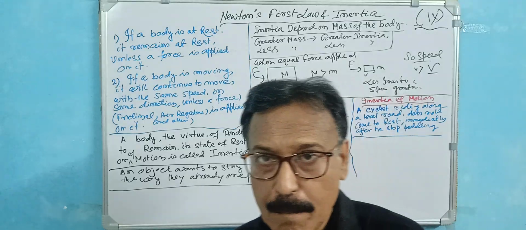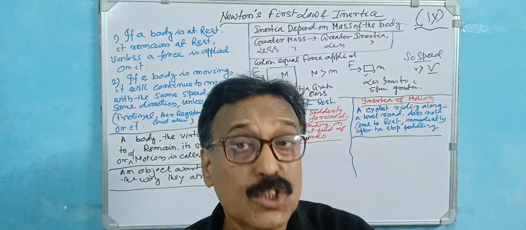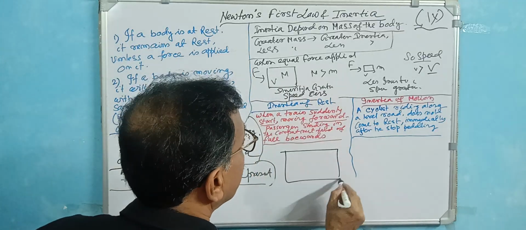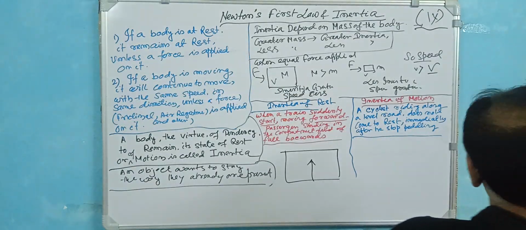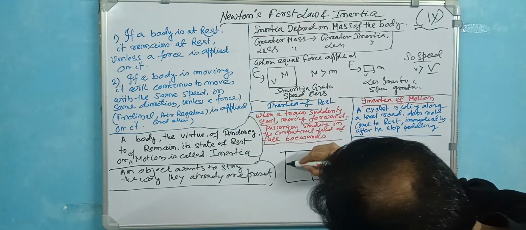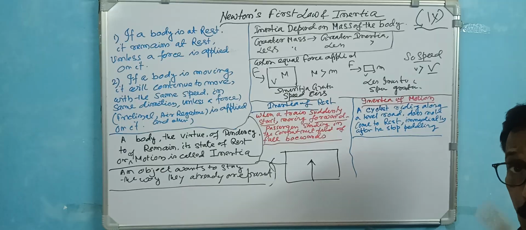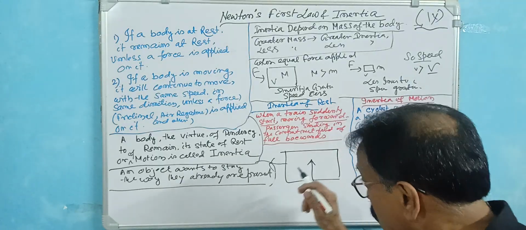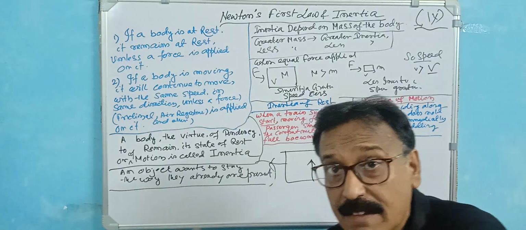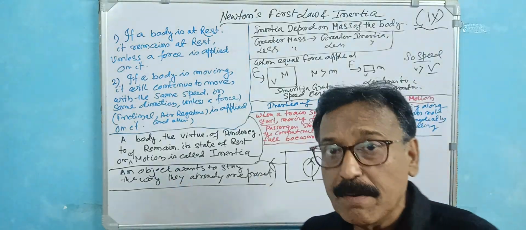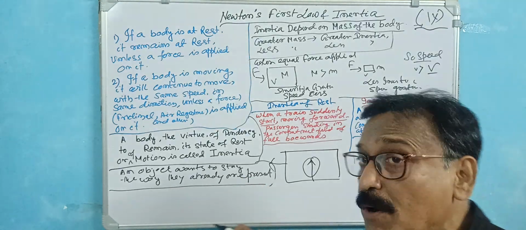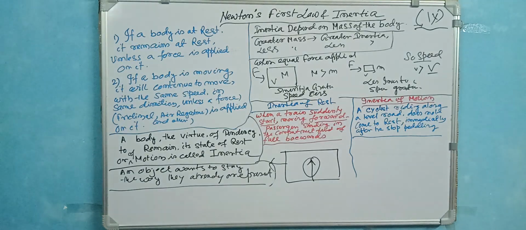Within the compartment, if the man is standing, the train is in rest condition and the man is also in rest condition. Suppose this is a compartment and the man is standing here. The compartment starts in this direction. So first, the inertia of rest: the train is in rest condition, the compartment is in rest condition, and the man within the train is also in rest condition. Now the compartment moves forward, that means the train starts moving forward.